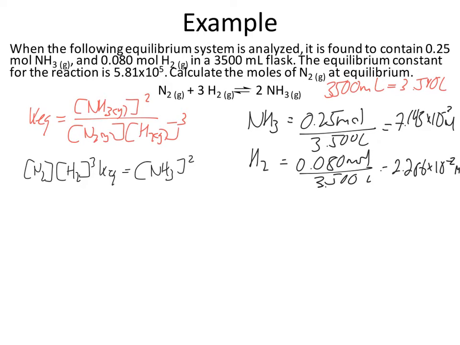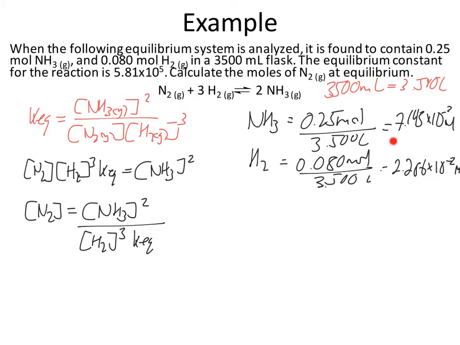Now let's isolate for our N2. The way that we do that is we get rid of these things over here. So we divide both sides by H2 to the power of 3 times K equilibrium, and we isolate for N2. So the concentration for N2 is going to be equal to the concentration of NH3 to the power of 2 over the concentration of H2 to the power of 3 times your K equilibrium. So if we sub in our values now, we have our concentrations for NH3 and H2, and we have our K equilibrium value.